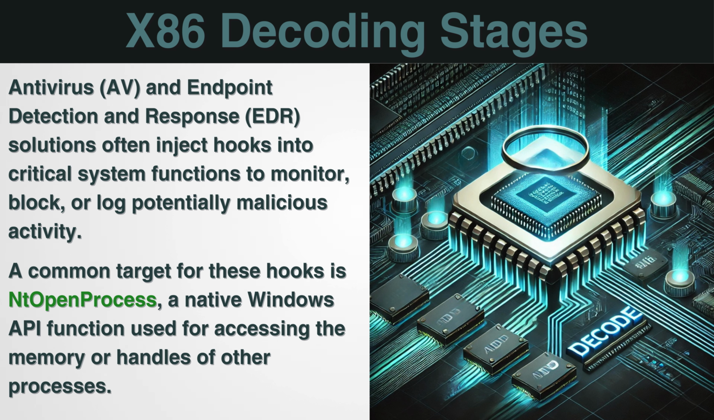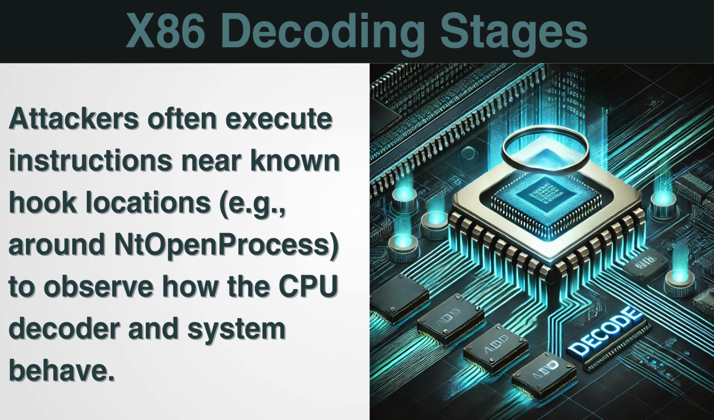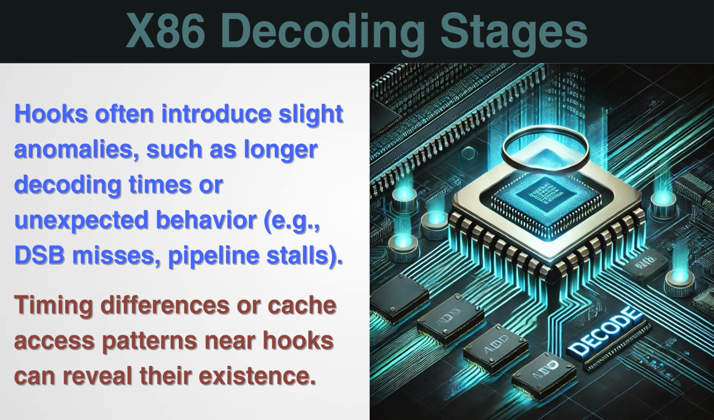Endpoint detection and response systems and antivirus systems often inject hooks into critical functions like NtOpenProcess. Attackers probe decoder behavior by executing instructions near known hook locations and observing decoding anomalies. If the decoder stalls or cache patterns change, it's a sign of inline hooks or patching.